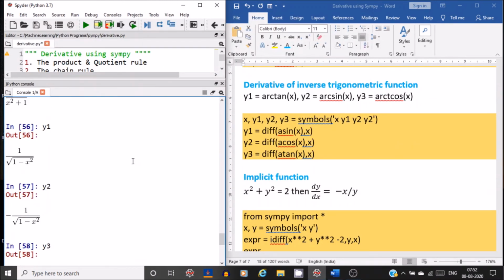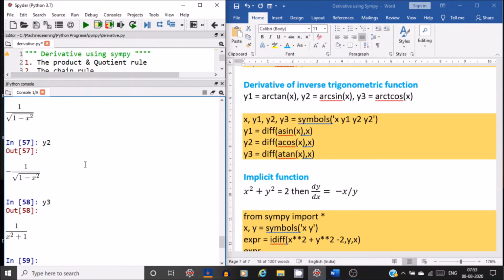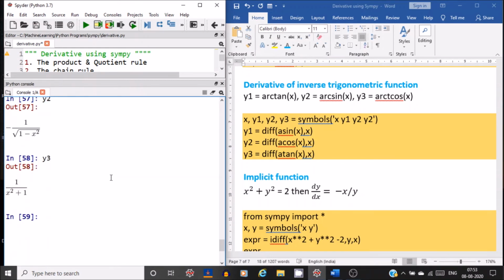So for y1 is what? A sin x. So a sin x, the answer is what? 1 by square root of 1 minus x square. And this is what? Differentiation a cos x with respect to x. And this is what? Differentiate a tan x with respect to x.